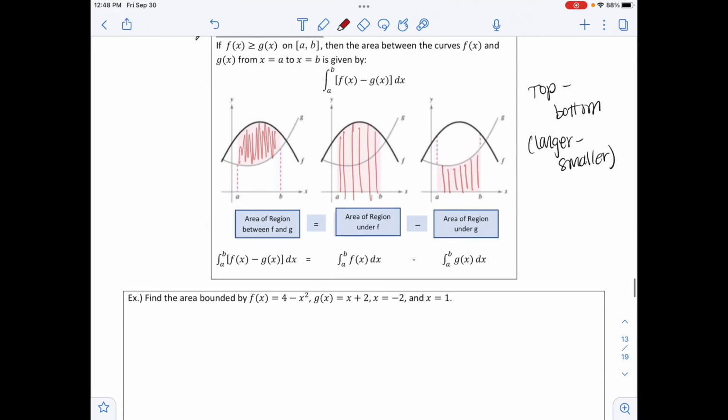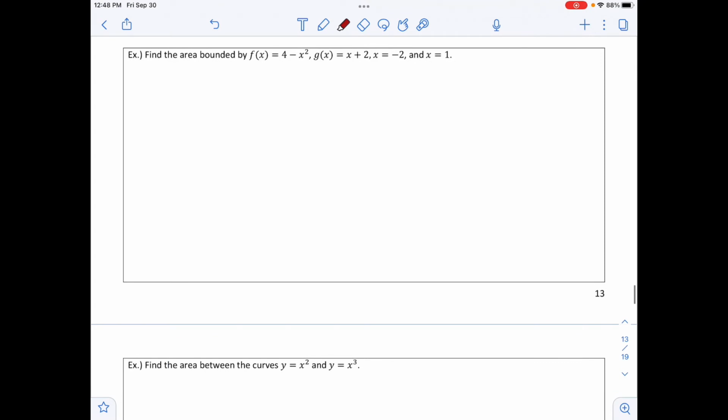And so we have an example right below that says find the area bounded by f of x equals 4 minus x squared and g of x equals x plus 2 from x equals -2 to x equals 1. So from here I need to sketch this graph to see exactly what I'm dealing with. Also, it does say bounded, so I know that these graphs are going to intersect, and if you're not sure where they intersect, we can set them equal to each other. But I'm just going to go ahead and graph them first to see if I get a better understanding of what these graphs look like.